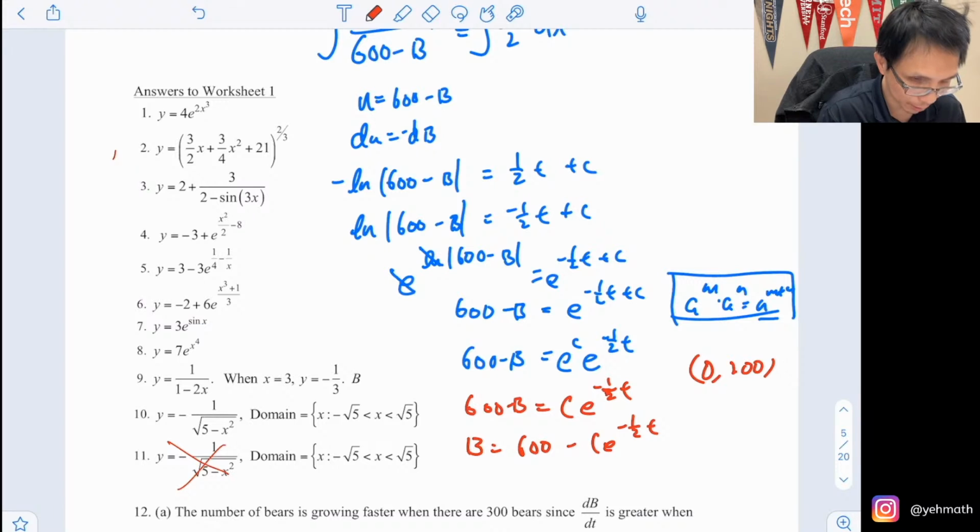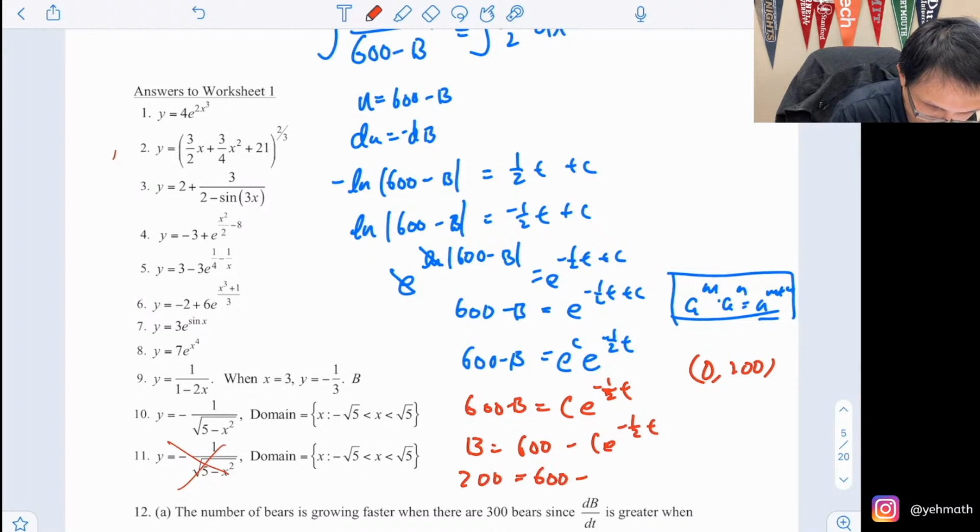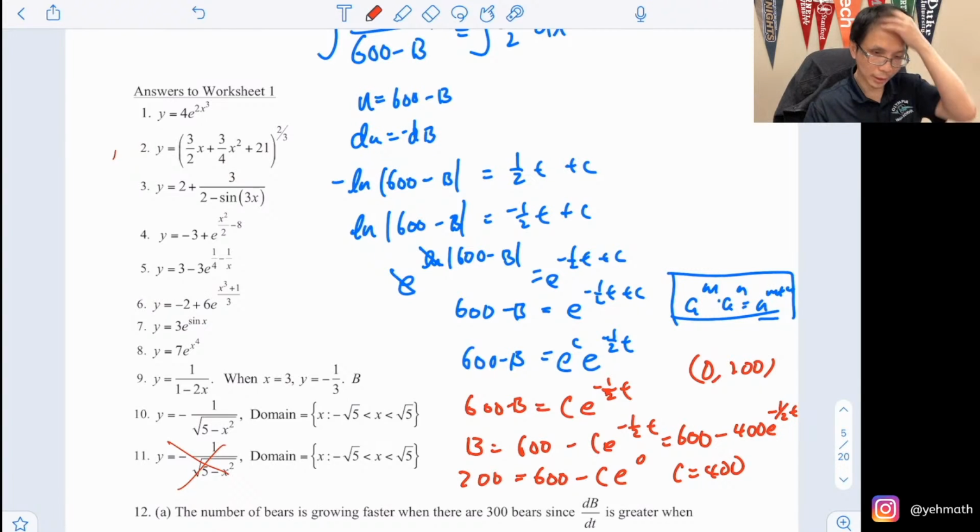So figure out always a coordinate. So it'll be 200 equal to 600 minus c e to the 0. You'll find out that's 1. So c is equal to 400. So you can replace that. It's also equal to 600 minus 400 e to the negative half t. And then you got a final answer, and that's your correct answer.